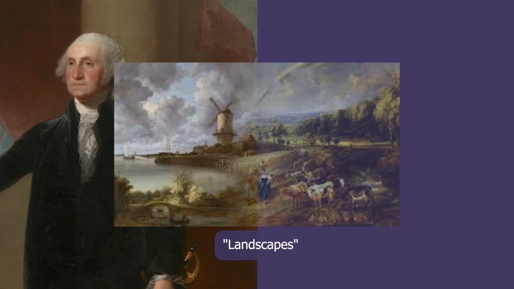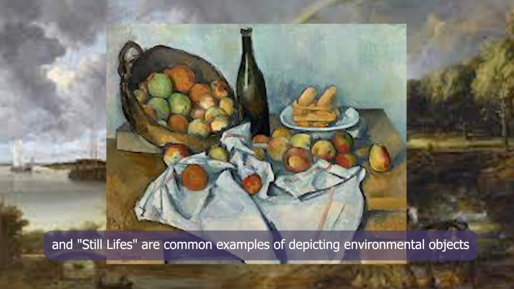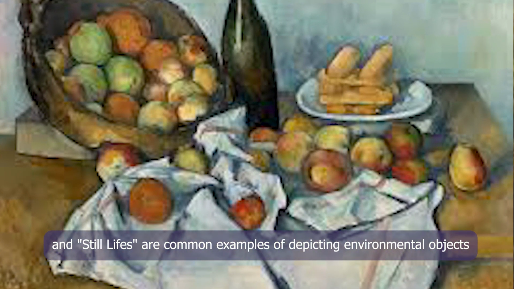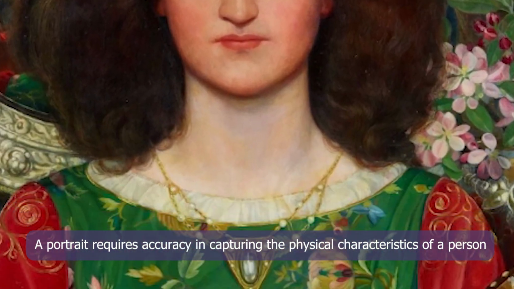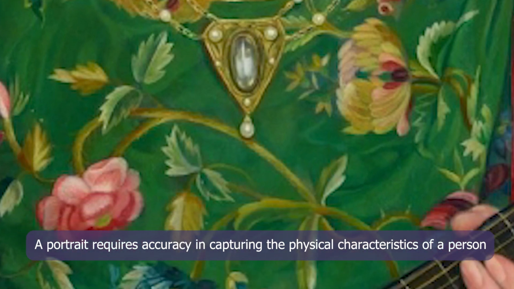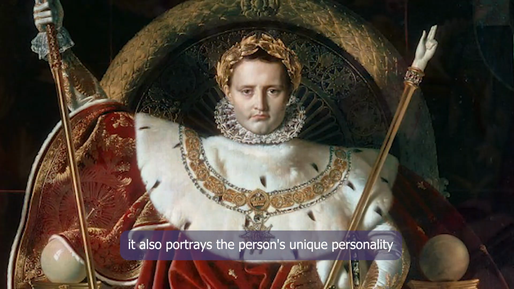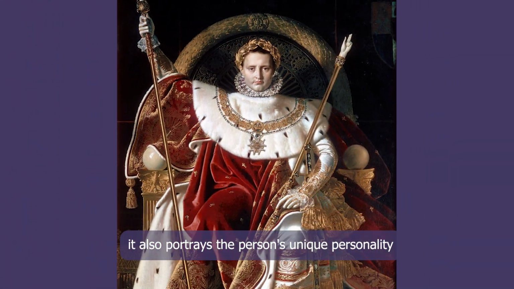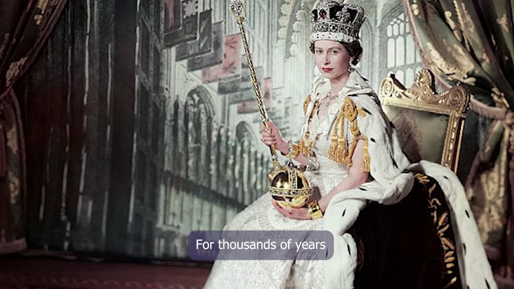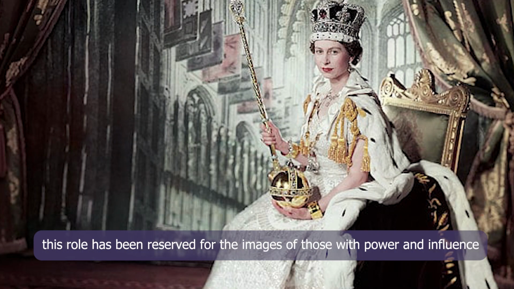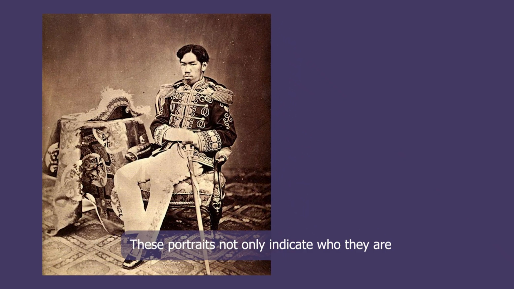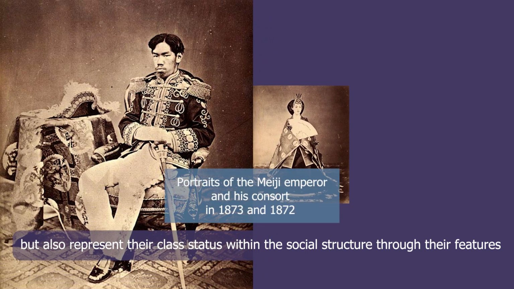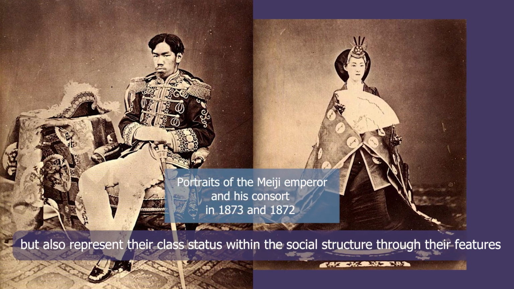Portraits, landscapes, and still lifes are common examples of depicting environmental objects. A portrait requires accuracy in capturing the physical characteristics of a person, but ideally, it also portrays the person's unique personality. For thousands of years, this role has been reserved for the images of those with power and influence. These portraits not only indicate who they are but also represent their class status within the social structure through their features.